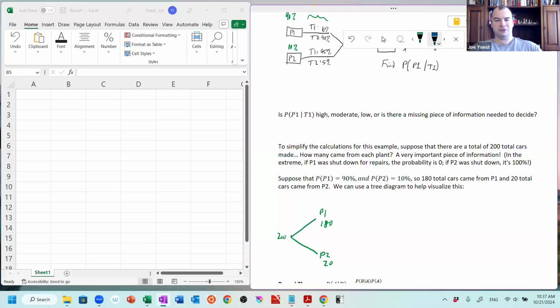And then of the cars, let's say from plant 2, they could be either type 1 or type 2. Plant 2 produces 5% of their cars as type 2, so on average that's 1/20th. So on average we would get about one type 2 car out of these 20 plant 2 cars, leaving us with 19 type 1 cars out of those 20 plant 2 cars. And we could do the same thing for plant 1.